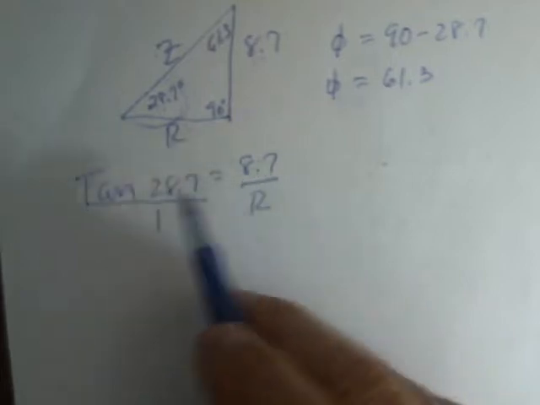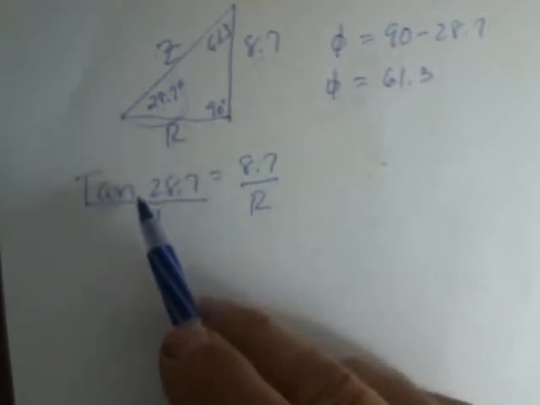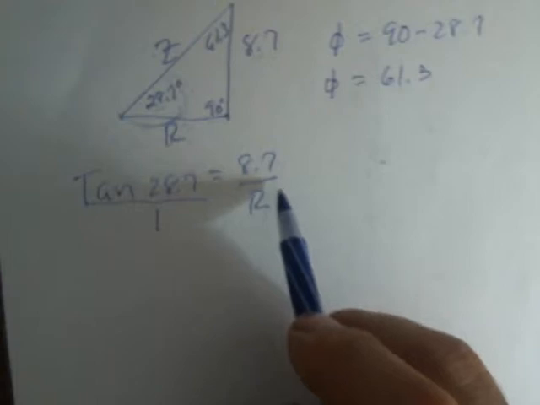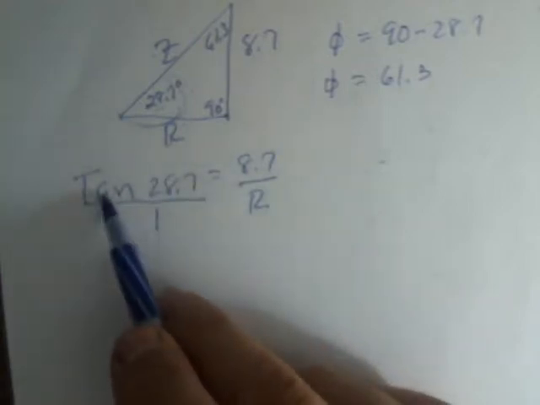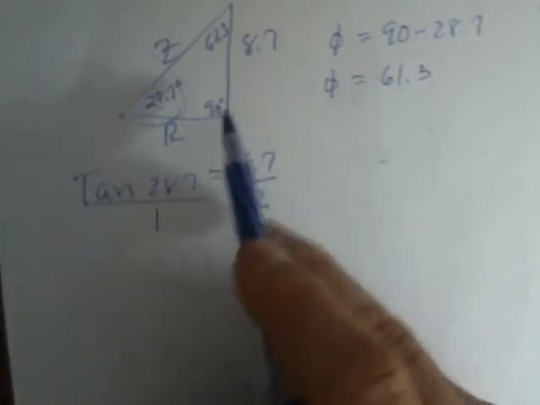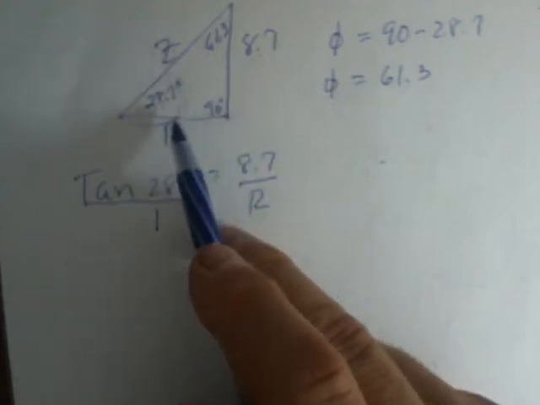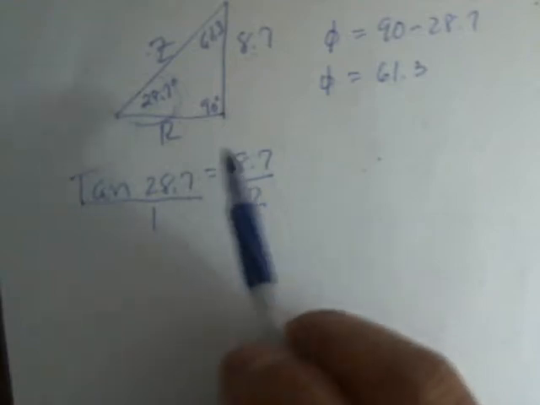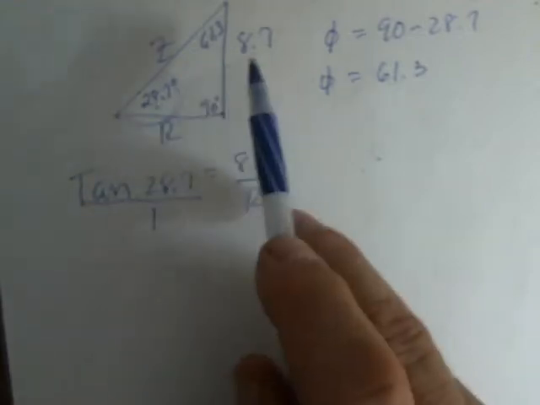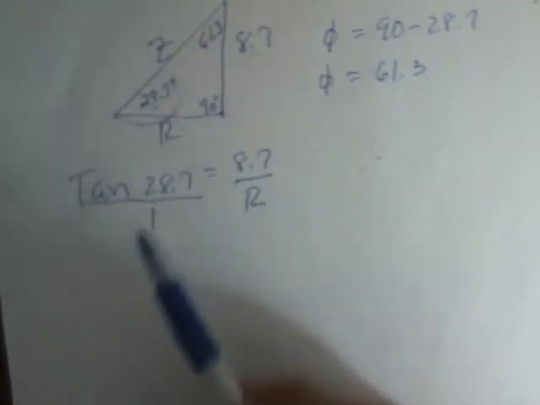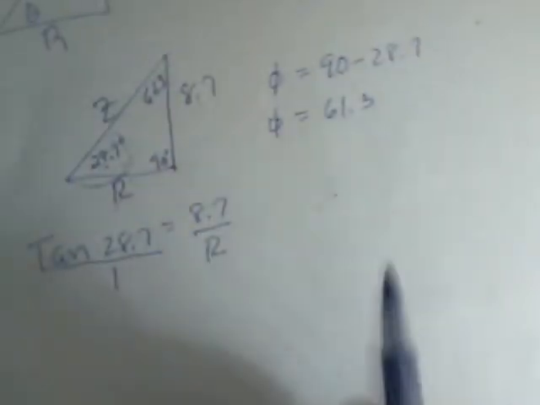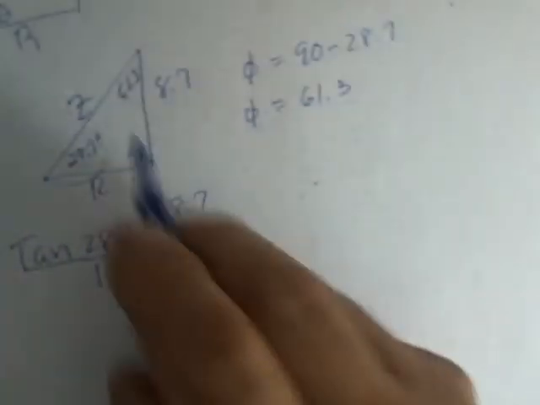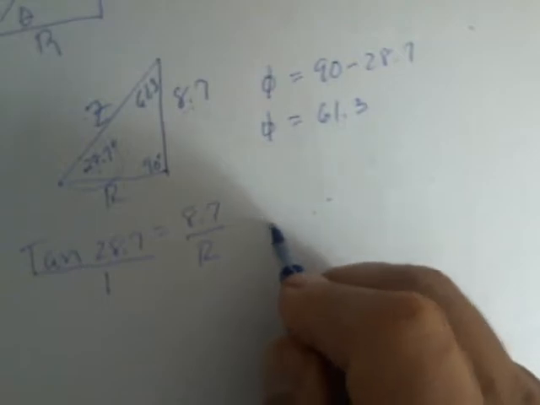So here's where the mistakes happen. Not setting up your ratio correctly, using cosine, where you can't use cosine here, or sine. You can't choose the trig equation and then put your sides in. You must choose the angle of reference, your sides involved, then that leads you to your trig equation. Now that's one way. Now I'm going to show you why I found this angle up here first.